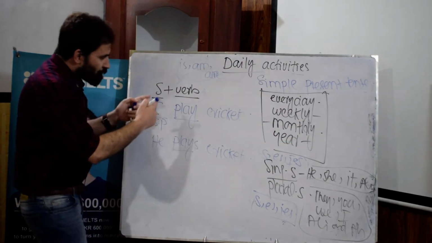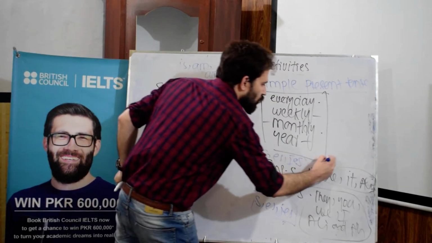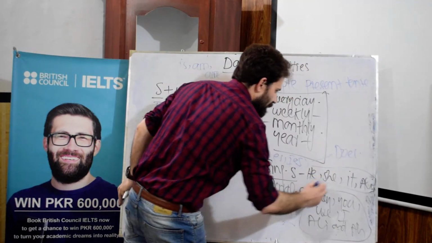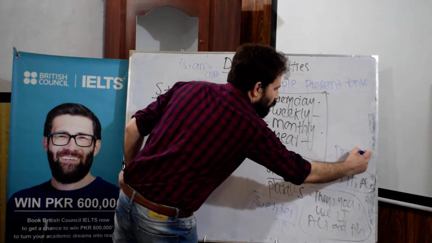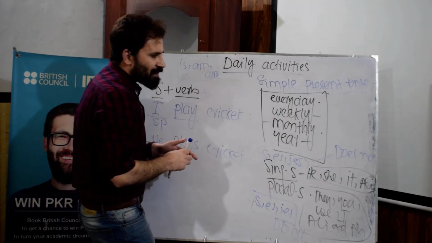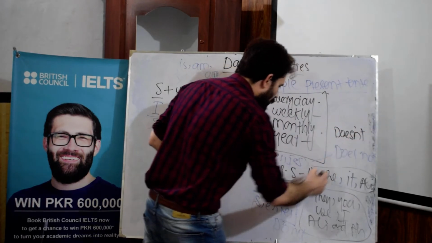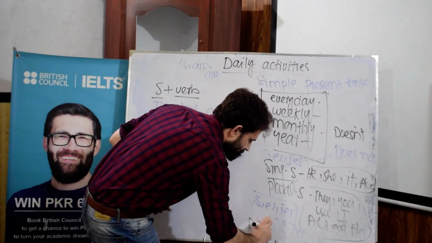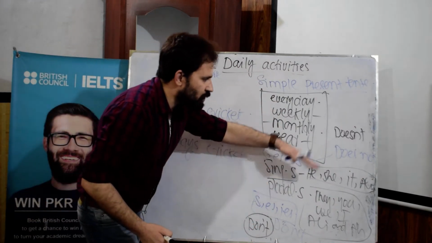Clear? Now, if you want to change it into negative, in this case, with singular subjects, we use does not. And with plural subjects, we will put do not. Short form of does not is doesn't. Short form of do not is don't. We can say now, I don't, he doesn't, she doesn't.